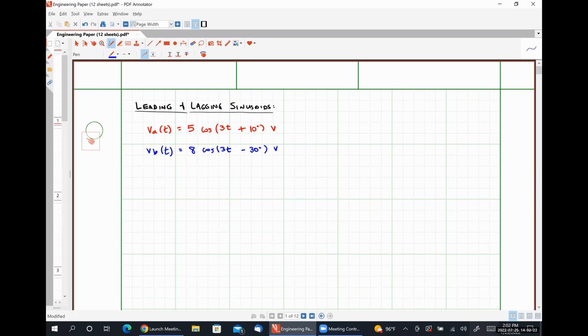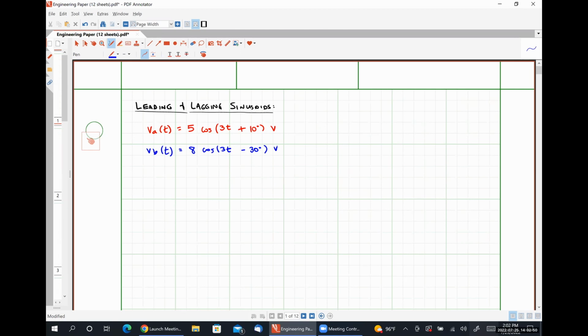So these sinusoids are written in a way that we could do a comparison of them. By that, I mean very specifically, both signals are expressed in terms of cosine functions. So we've satisfied criterion 1. Both functions have positive amplitudes. So we've satisfied criterion 2. And both functions have the same angular frequency. So we've satisfied criterion 3.